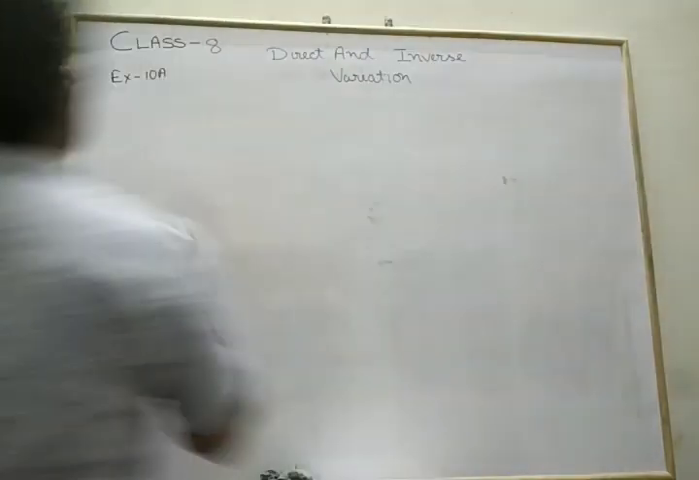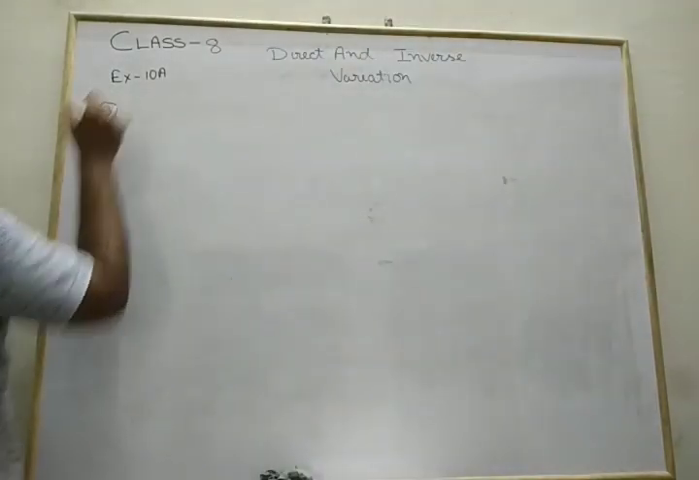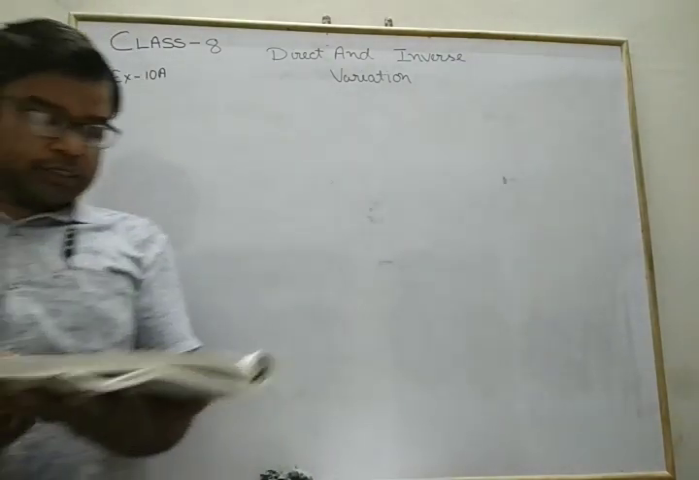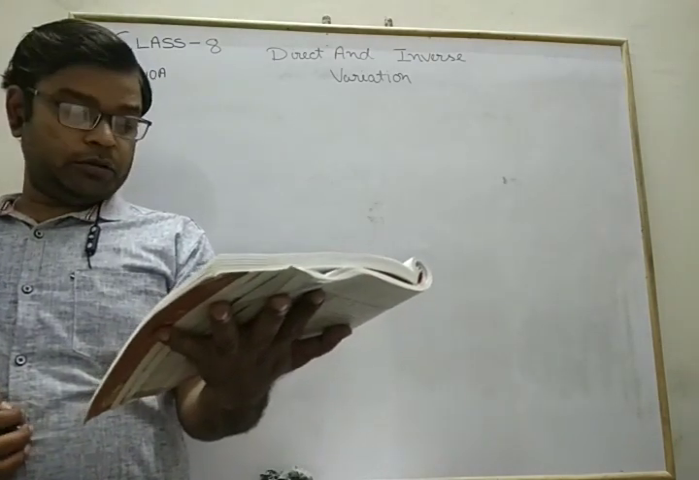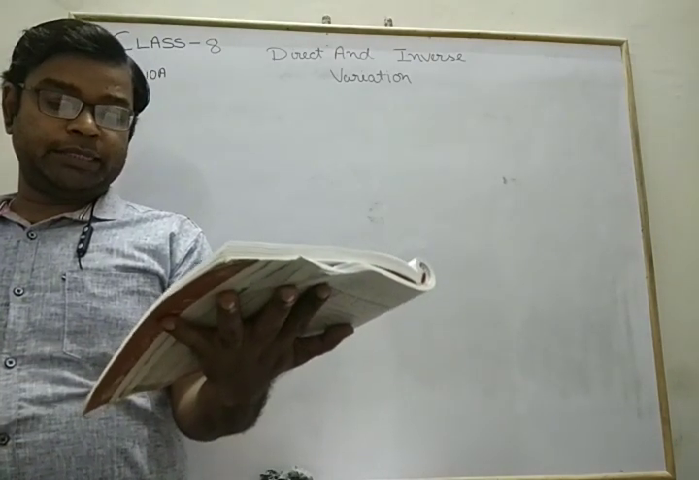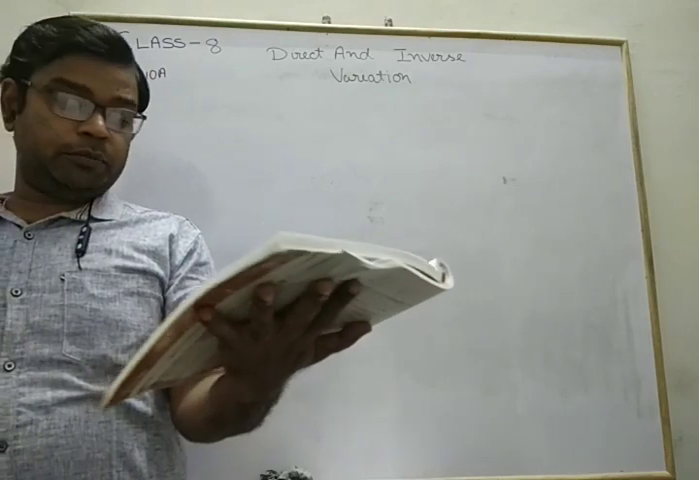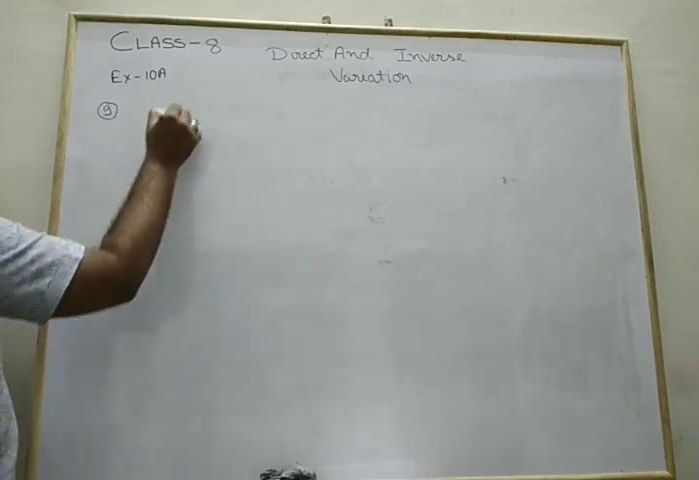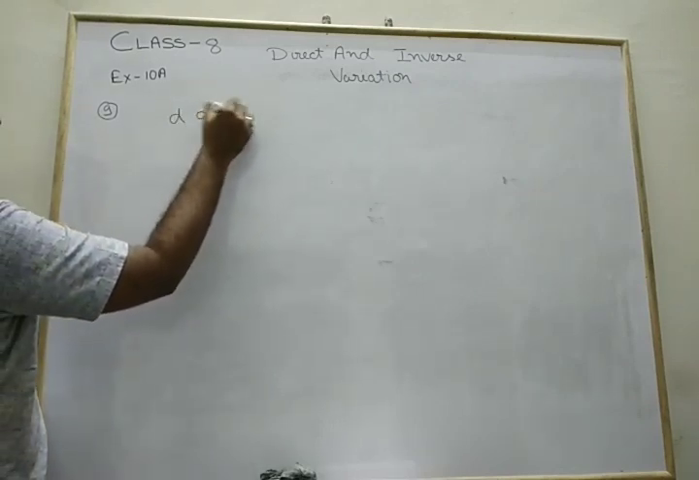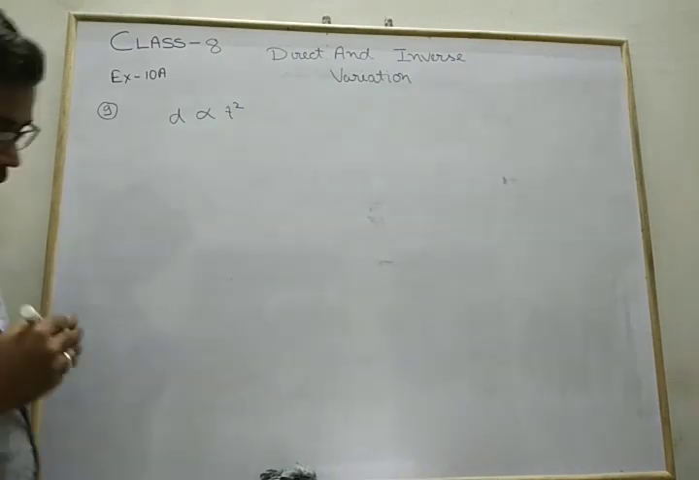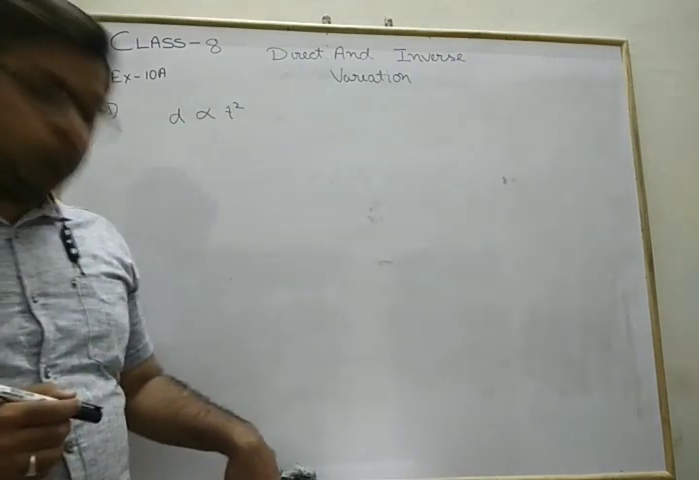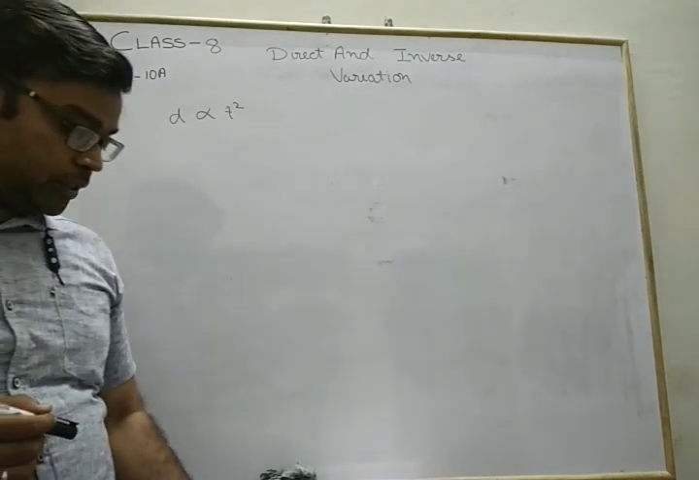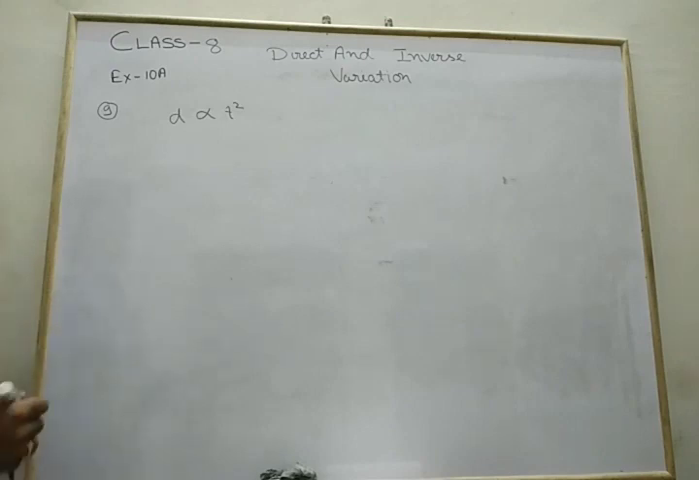Now we are going to solve the last question of this exercise, question number 9. It says that the distance d traversed by a ball dropped from an aeroplane is directly proportional to the square of the time t. It says that d varies as t square. Given that t equals 2 seconds when d equals 24 meters, find the distance the ball drops in 10 seconds.